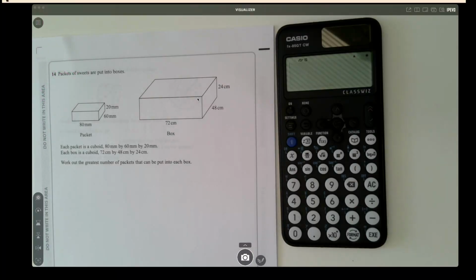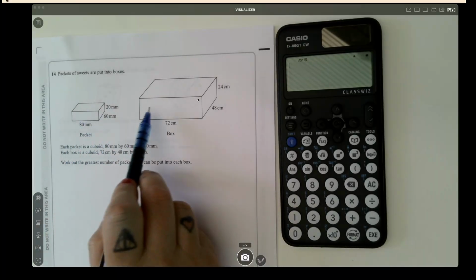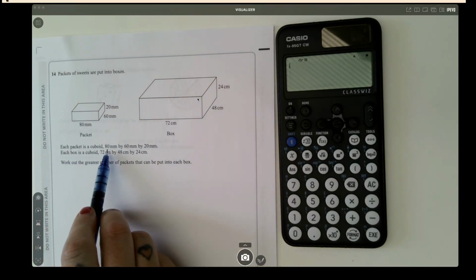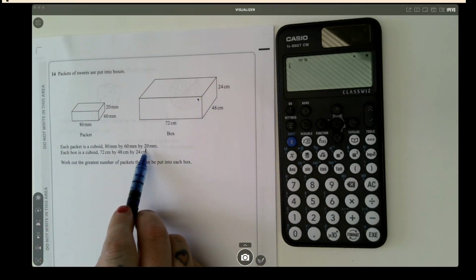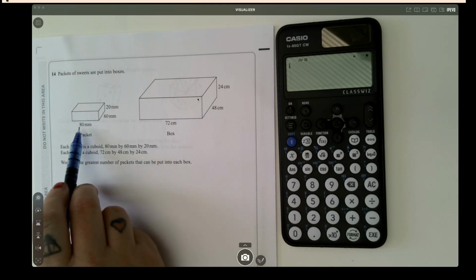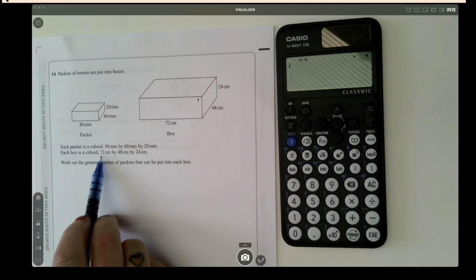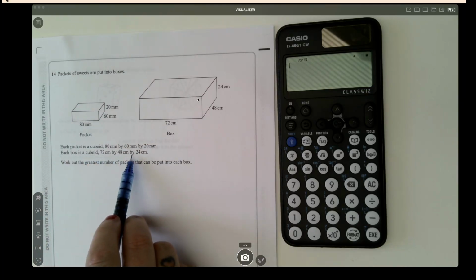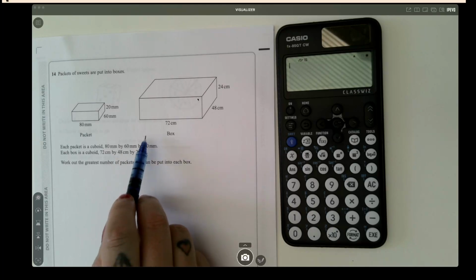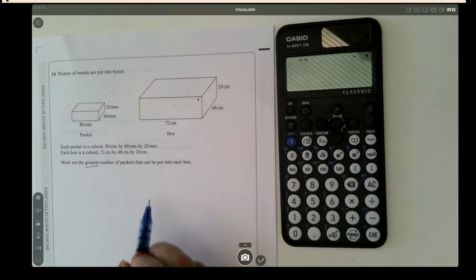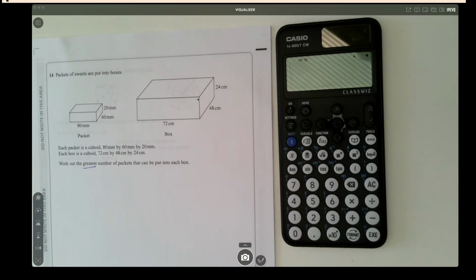Question 14. Packets of sweets are put into boxes. So we have these packets of sweets going into these boxes. Each packet is a cuboid 80mm by 60mm by 20mm. The measurements given here on the diagram. Each box is a cuboid 72cm by 48cm by 24cm, given on this diagram. Work out the greatest number of packets that can be put into each box.